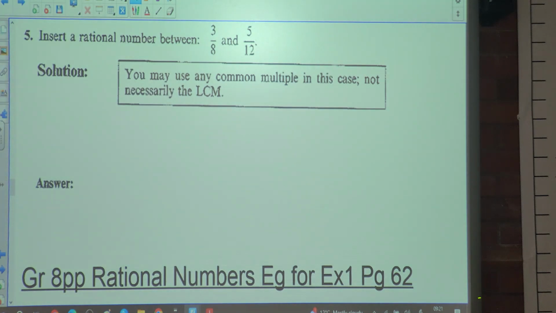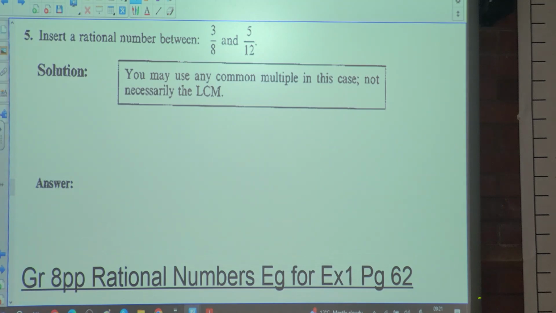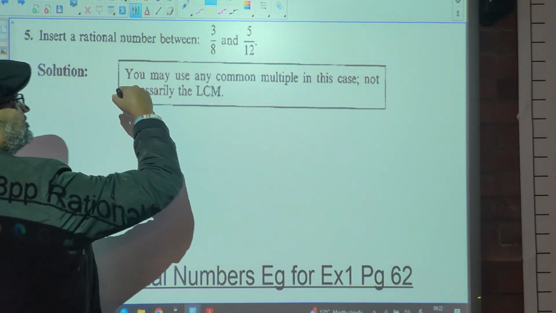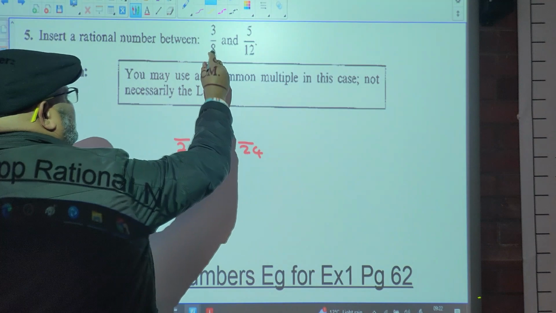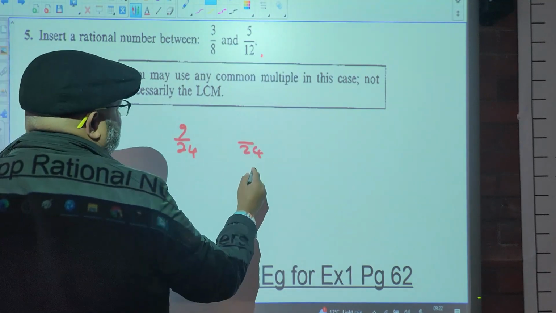We are told you may use any common multiple in this case, not necessarily the lowest common multiple. But we start off with the lowest common multiple. And if we need more fractions between, we multiply everything by 2 or 3. So what's your LCM here? 24. So 8 times 3 is 24, which gives you 9. And then 2 gives you 10.